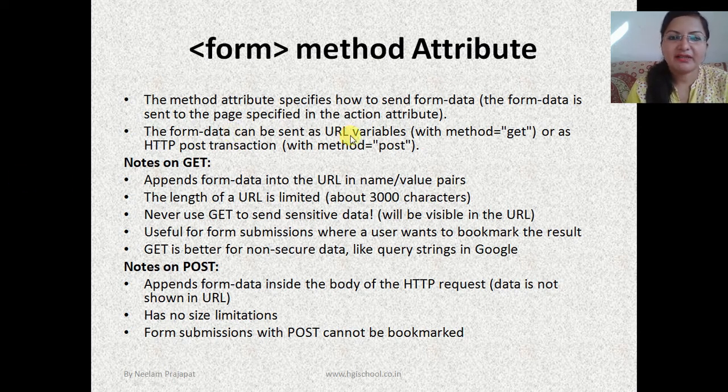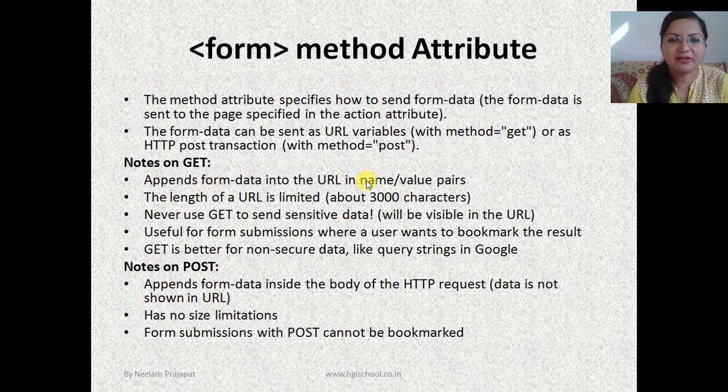The form data can be sent as a URL variable. I will show you the difference. In get, the data will be sent in the URL, and in post the data will be sent in the HTTP post transaction. URL you know very well: in the address bar you will see the address of the website, and that is the URL. If we are using method get, we will be able to see the data in the URL.